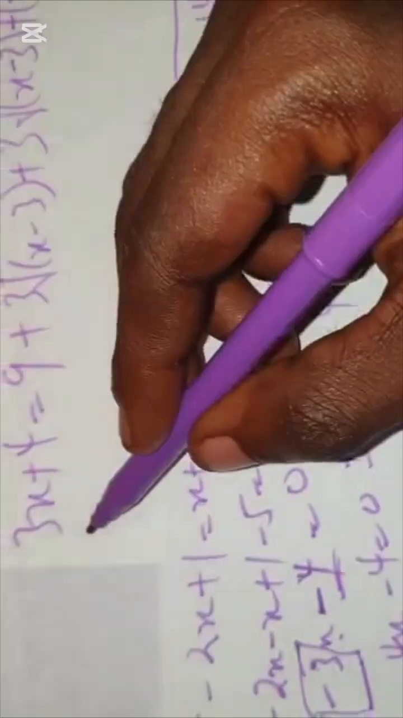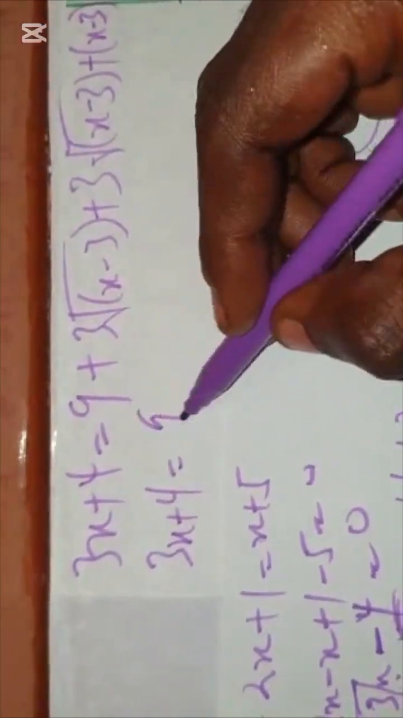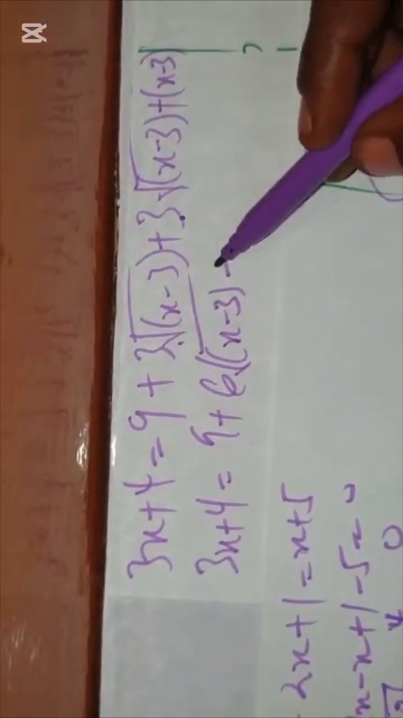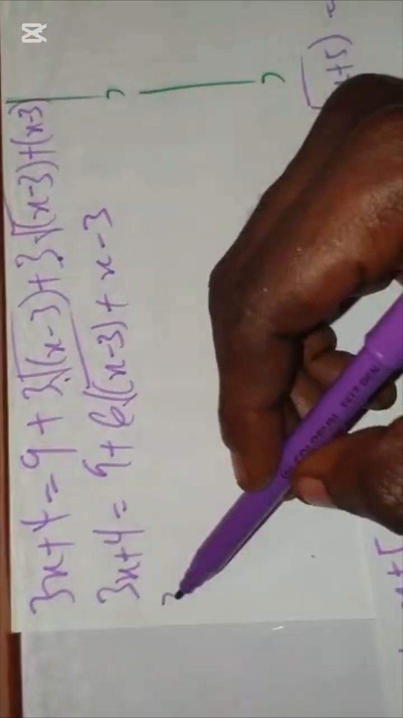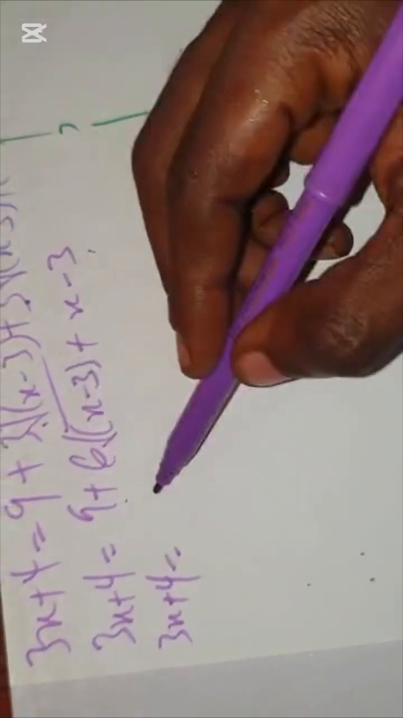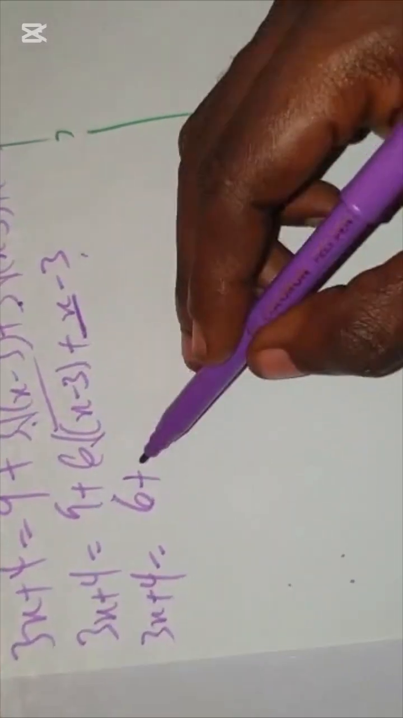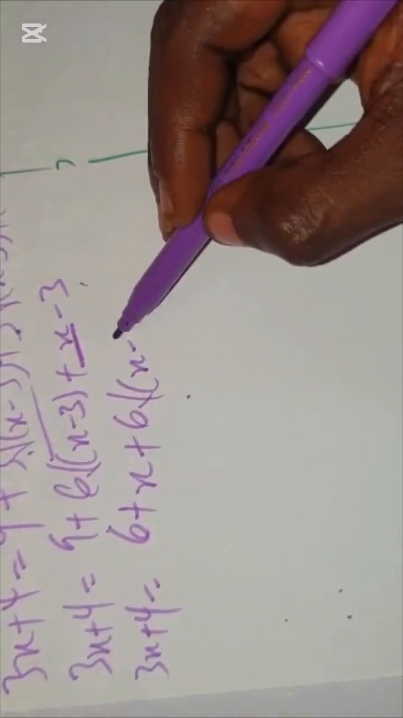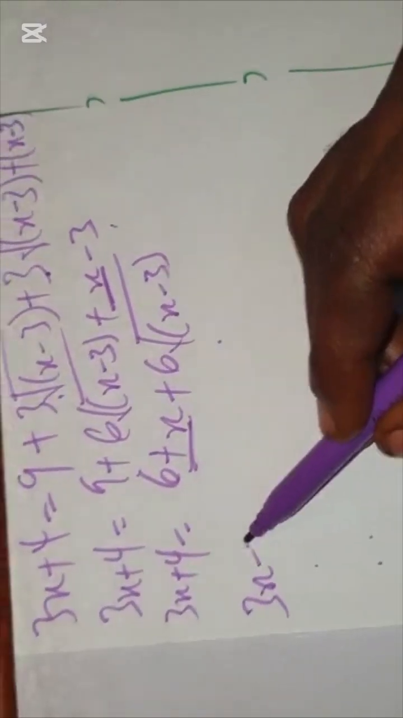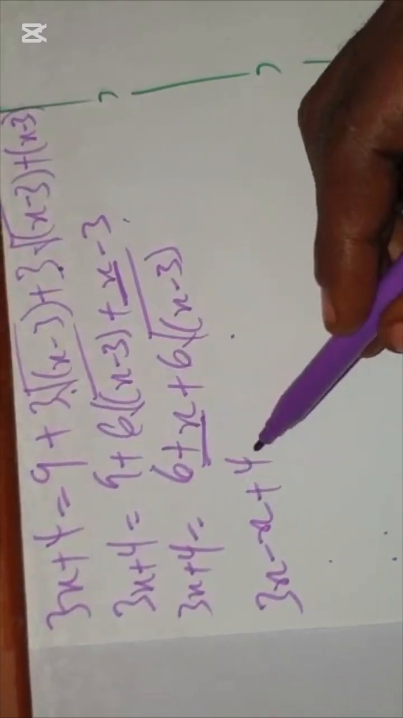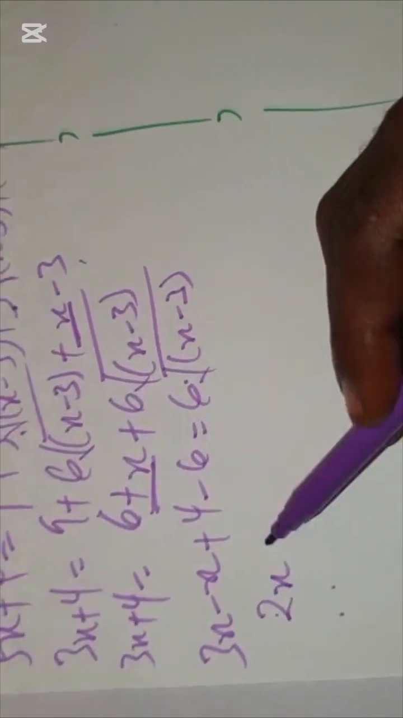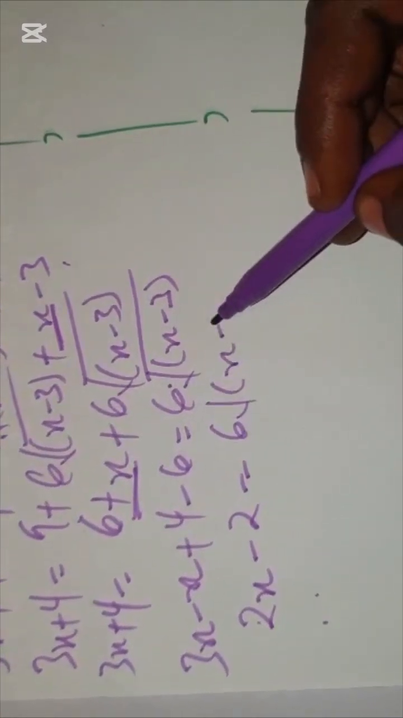Let's not forget. So we have 3x plus 4 equals 9, plus 3 gives 6 root of x minus 3, plus x minus 3. So 3x plus 4 equals 9 minus 3, 6, plus x plus 6 root of x minus 3. So we're going to take these to the other side of the equation, giving us 3x minus x plus 4. This one moves, minus 6 equals 6 root of x minus 3. So giving us 2x minus 2 equals 6 root of x minus 3.